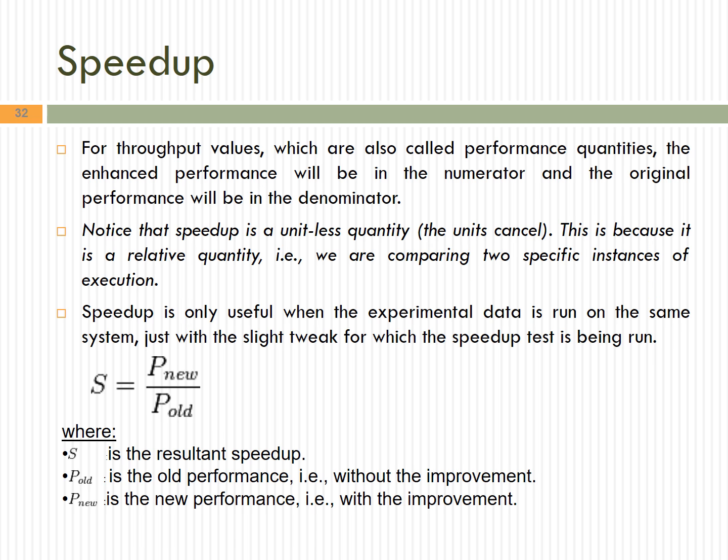Speedup is only useful when the experimental data is run on the same system, with just a slight tweak for which the speedup test is being run. The formula is S = P_new / P_old, where S is the resultant speedup, P_old is the old performance, and P_new is the new performance.